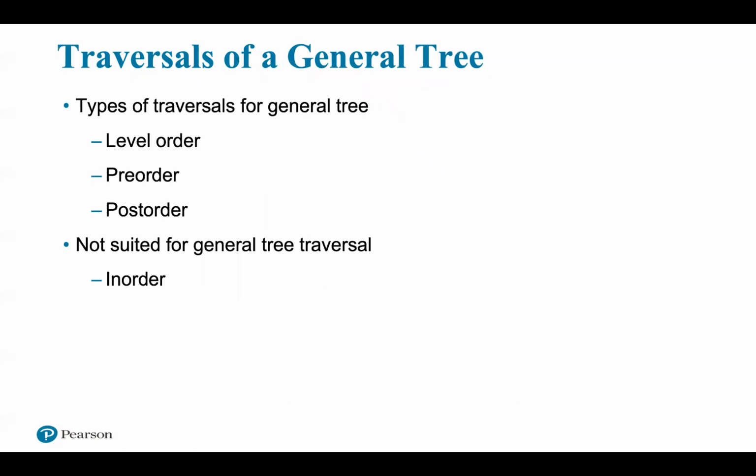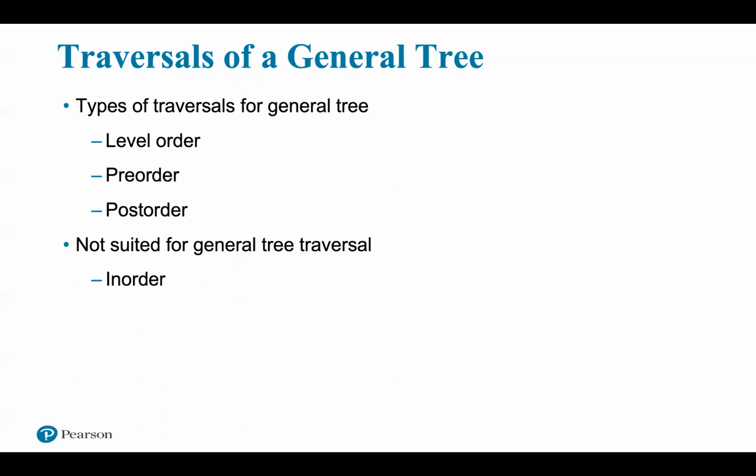So a general tree has traversals that are in level order, pre-order, and post-order. An in-order traversal is not well defined for a general tree. A level order traversal visits nodes level by level, beginning at the root. This traversal is just like the level order traversal of a binary tree, except that the nodes in a general tree can have more than 2 children each.